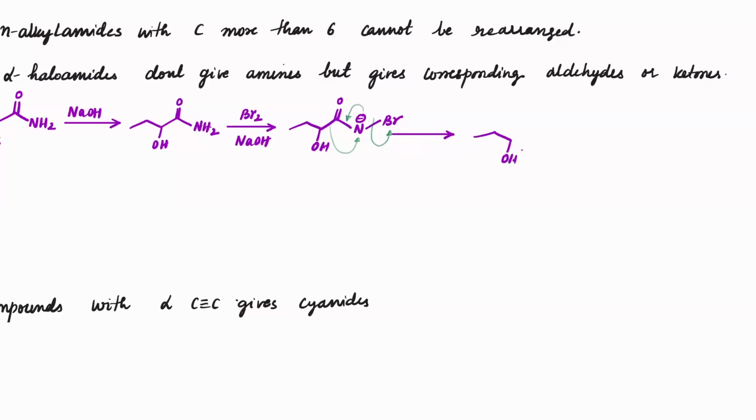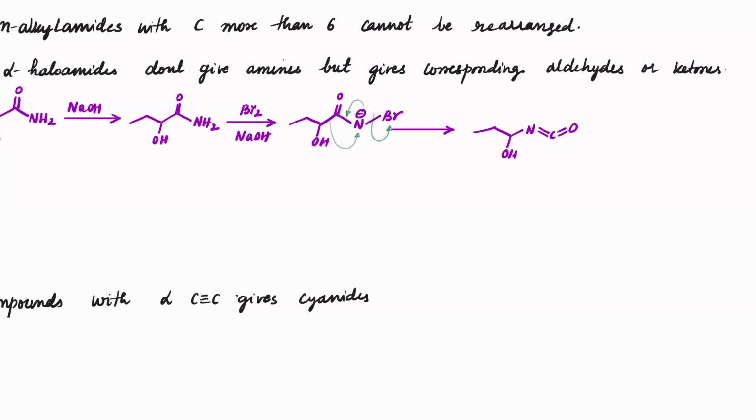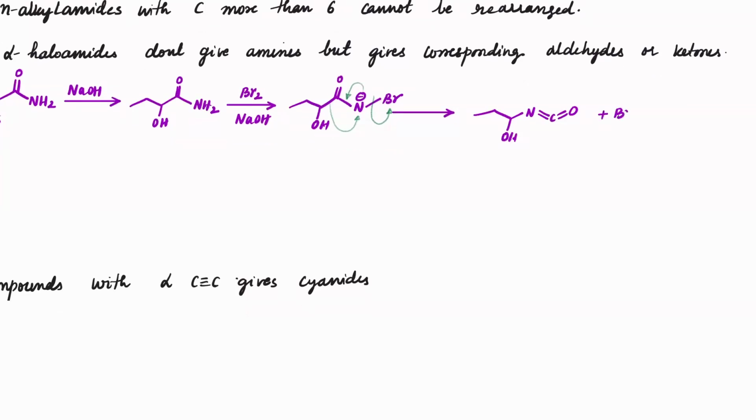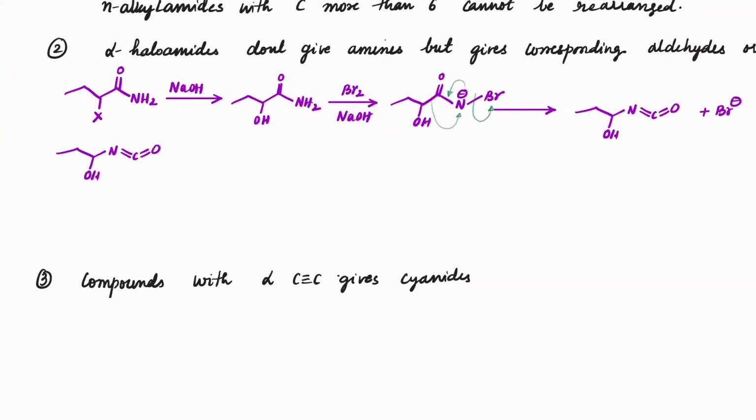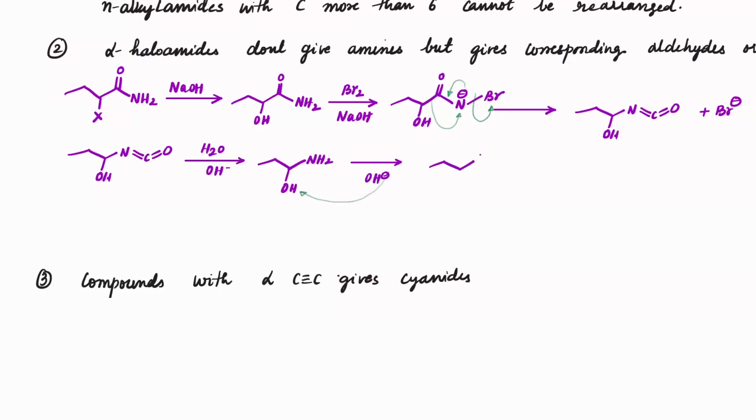So we will get OH connected to the carbon, N double bond C double bond O, an isocyanate, and another product, Br minus. Notice this isocyanate, when you hydrolyze it with OH minus, we learned that it is supposed to give NH2 and OH. Now, because it is in basic medium, what would happen here? This OH minus will take away H plus from here and this will have NH2 and O minus.